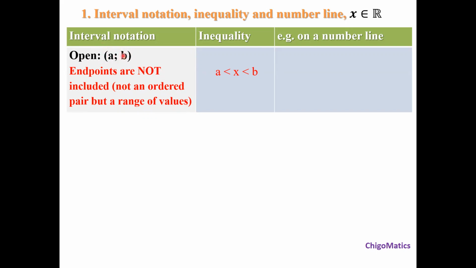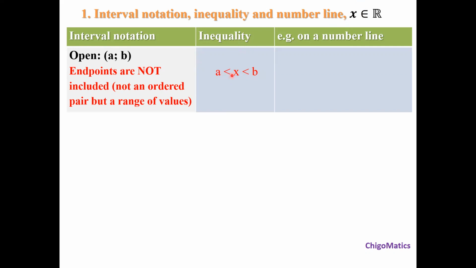So now this open bracket type of an interval, if we are going to write it in an inequality form, we are simply saying the X, that is the real number X, should be a number between A and B. That means X is greater than A, but X is less than B.